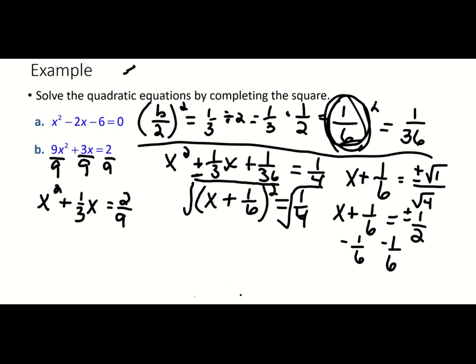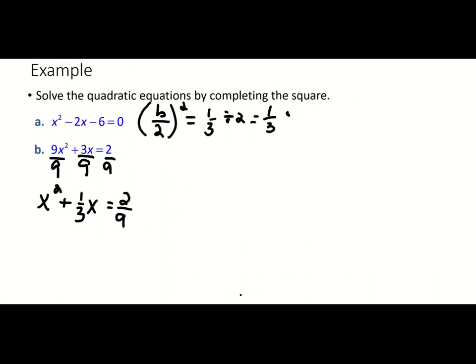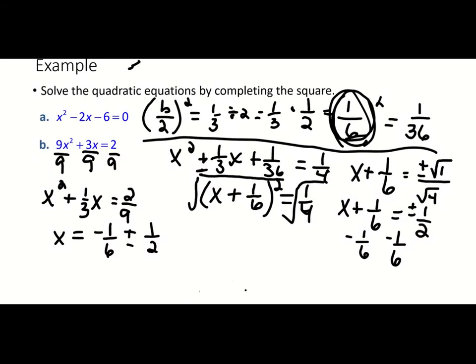We have x equals negative 1/6 plus or minus 1/2. And then what we can do is now just do the math there. We can do negative 1/6 plus 1/2 and negative 1/6 minus 1/2. And because they're two real number answers, when we do that, we end up with x equals 1/3 and negative 2/3.